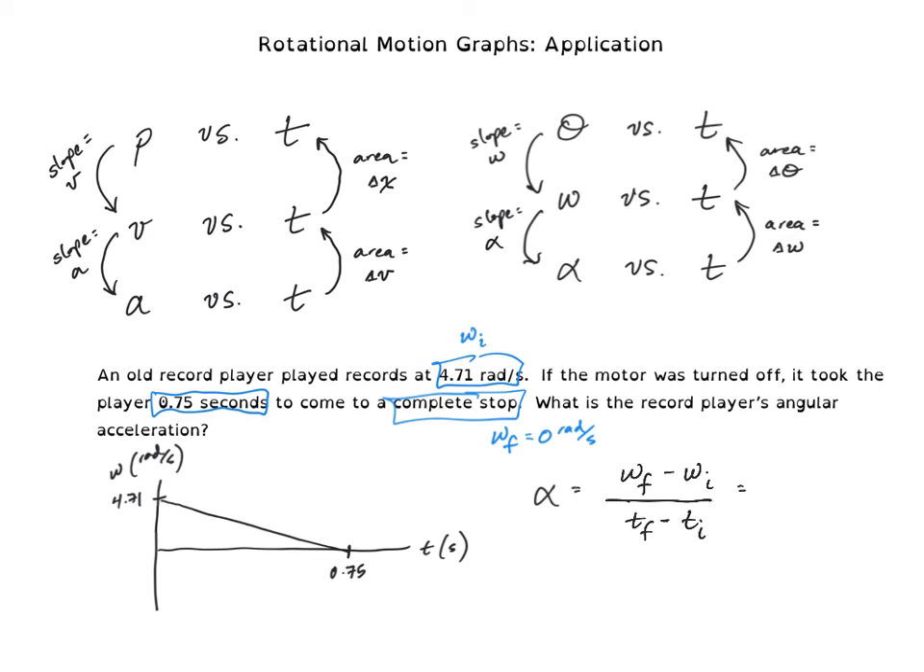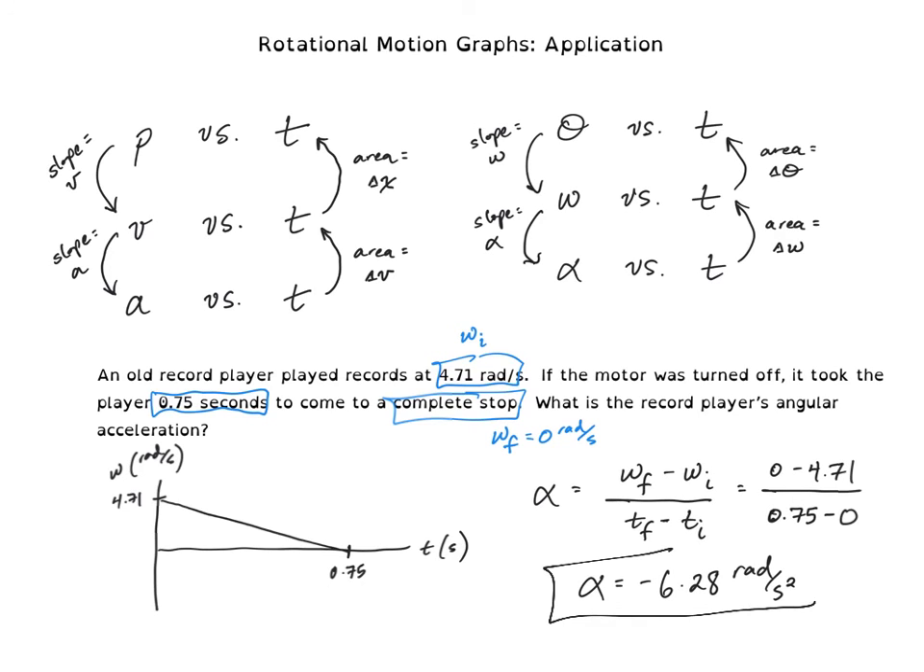Okay, so what that's going to look like then, we're going to have 0 minus 4.71 divided by 0.75 minus 0. Okay, so if we do that math, then we end up with a negative 6.28 radians per second squared. And it should make sense that this is negative, right? Because this is slowing down, and well, if you look at this line, it's a negative slope. Okay, so this value that we end up here, the negative value, should make sense to us.